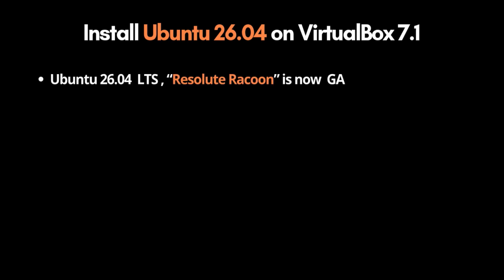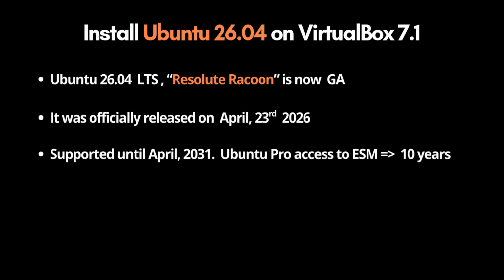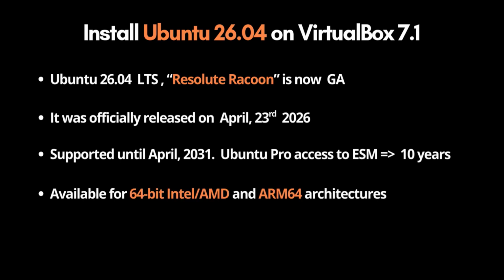In this lecture, we are going to look at how to install Ubuntu 26.04 on Oracle VirtualBox 7.1. Now, as we all know, Ubuntu 26.04, also known as Resolute Raccoon, is now generally available, and it was released on April 23rd this year and will be supported until April 2031. And if you have Ubuntu Pro, you get access to expanded security maintenance for up to 10 years. And it's available for download for both 64-bit Intel and AMD as well as ARM architectures.